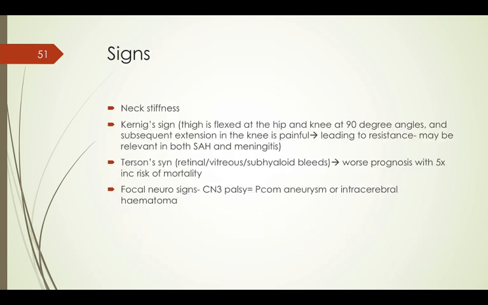Okay. So signs to look out for: neck stiffness, meningism I've already mentioned, Koenig sign, which is elicited by flexing the hip and knee, extending the knee, and that's painful. It's due to meningeal irritation. You can get Terson syndrome, which is basically a triad of bleeding points in the eye. And you may also get focal neurological signs. If you think anatomically, the posterior communicating artery is very close to the oculomotor nerve, so an aneurysm in that location can lead to an oculomotor nerve palsy.